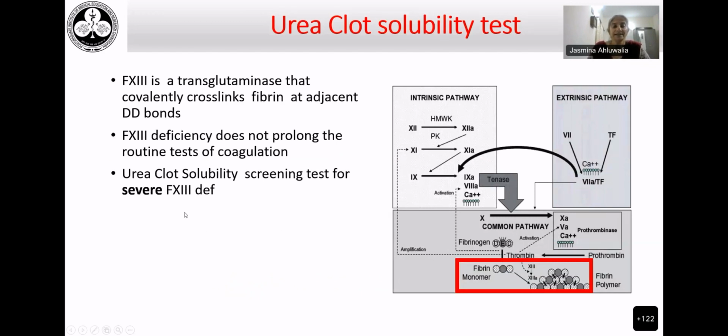The urea clot solubility test. If you understand this, you'll know that factor 13 deficiency will not cause a prolongation in the routine tests of coagulation because the fibrinogen has already converted itself into fibrin. No further clotting is really required. This test is used to screen for severe factor 13 deficiency.